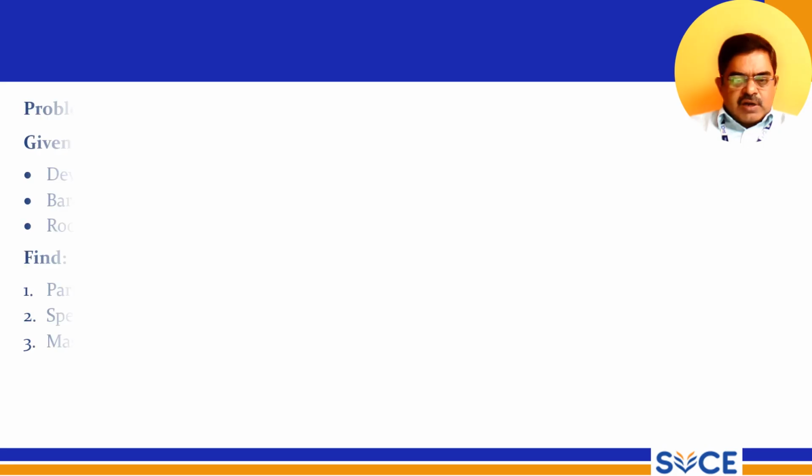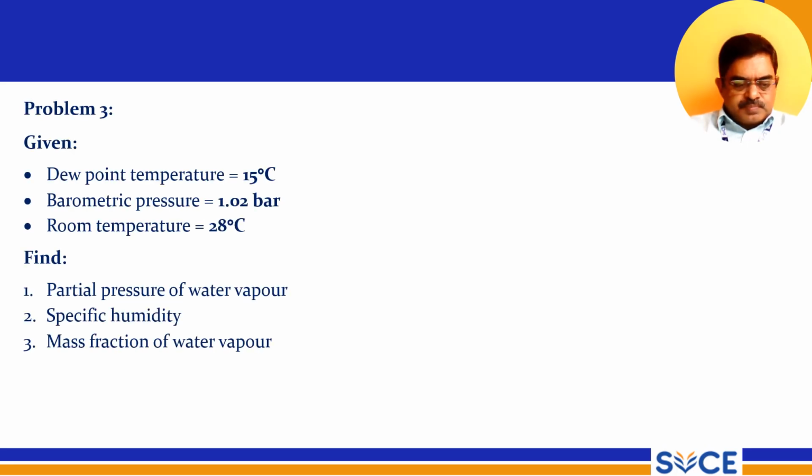And we'll see one more problem. So dew point temperature is given, that is DPT is 15 degrees Celsius. Barometric pressure is 1.02 bar and room temperature is 28 degrees Celsius. So partial pressure of water vapor, specific humidity, mass fraction of water vapor. We have to find these three.